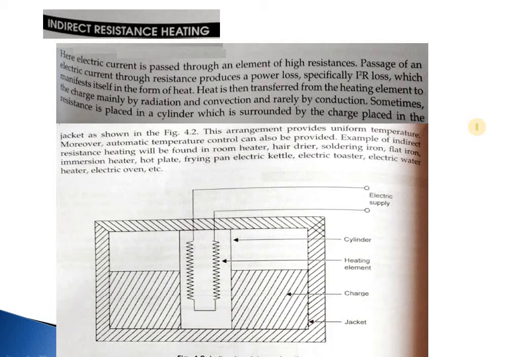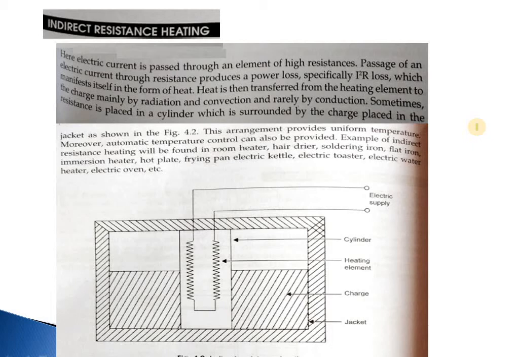Moreover, automatic temperature control can also be provided. Examples of indirect resistance heating will be found in room heater, hair dryer, soldering iron, flat iron, immersion heater, hot plate, frying pan, electric kettle, electric toaster, electric water heater, electric oven, etc. So, indirect heating is just passing like this. We can tell that this is a type of electric indirect resistance heating.